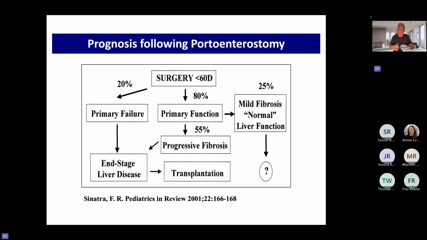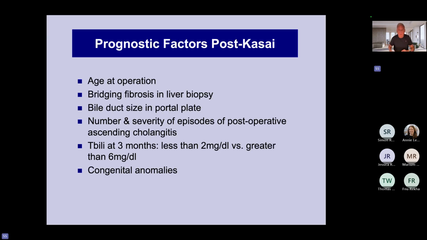If you look at this, really two-thirds to three-quarters ultimately go on to develop end-stage liver disease and require transplantation. That number really hasn't changed over the years. What has changed is how long a patient can survive with the native liver before they ultimately require transplantation. The prognostic factors are age at operation, the presence of bridging fibrosis, the bile ductular size, and the portal plate.